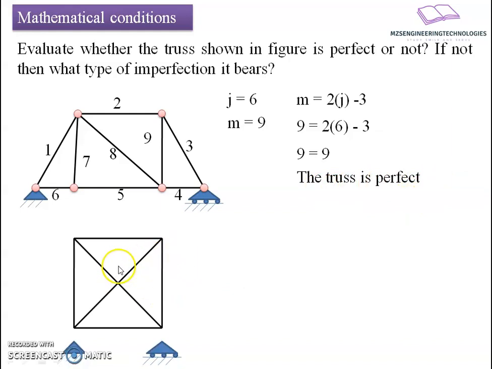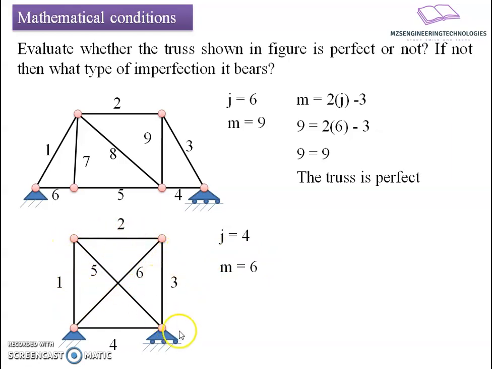A truss is being supported by a supporting system. One end is a hinge, the other end is a roller support, and the member geometry is shown here. Let us count the joints. The joint count is j equals 4, and the member count is m equals 6. Here, at the overlapping of the two inclined members, there is no connection defined. So I'm not defining any joint here. That's why joints are at the corners only. J equals 4 and m equals 6.